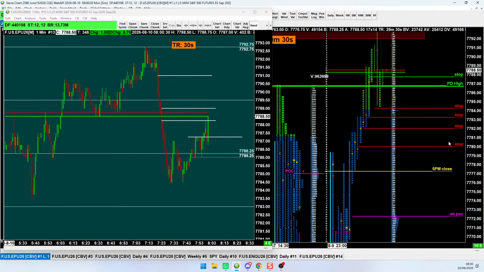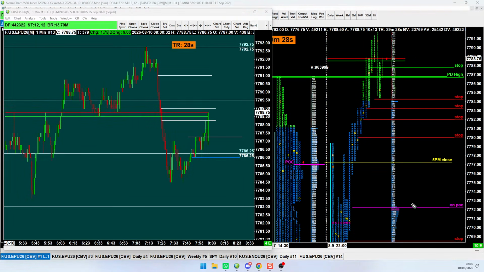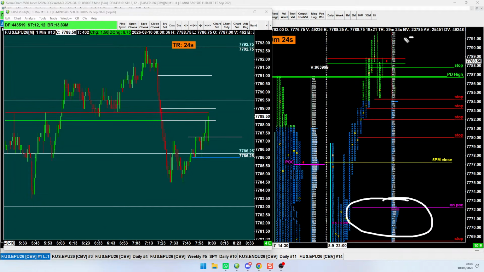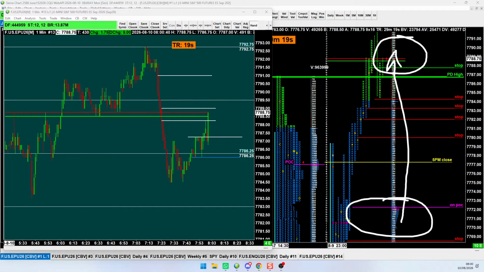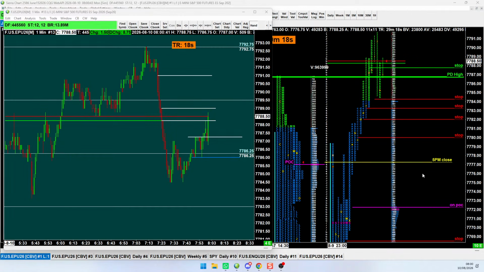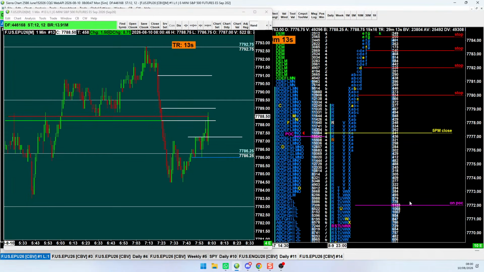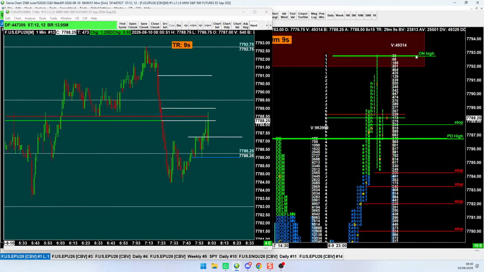So what we're looking for also is we're looking to take the cost basis here from the overnight and shift it up here. What does that mean? Everybody talks about the point of control moving up. What does it mean when the point of control moves up? It means we've taken this cheap crap and we've sold a good amount of it up here. Make sense?